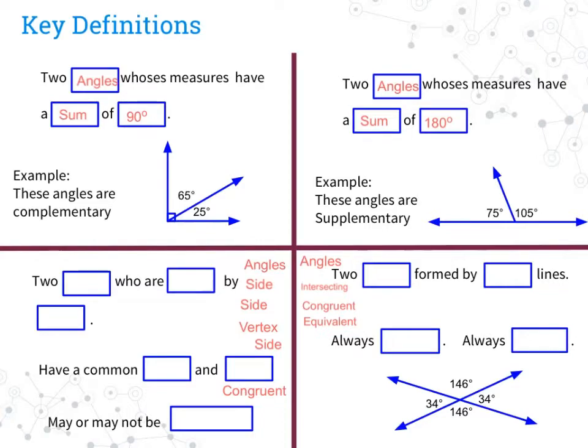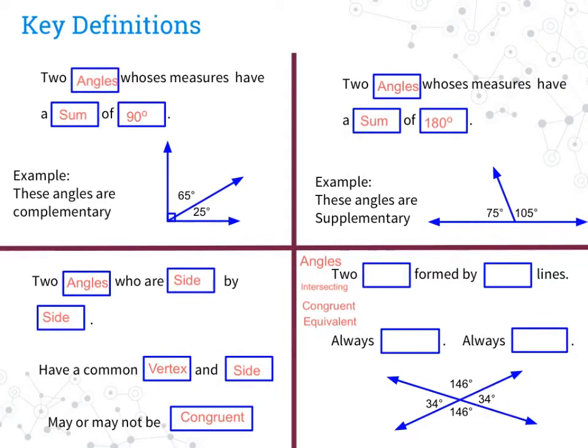The third angle relationship that we're going to talk about is when we have two angles that are side by side and they have a common vertex and side. They may or may not be congruent. These angles are known as adjacent. Adjacent just means next to, but it doesn't have any particular relationship that makes it important, other than the fact that they share a vertex and they share a side. So that again is adjacent.